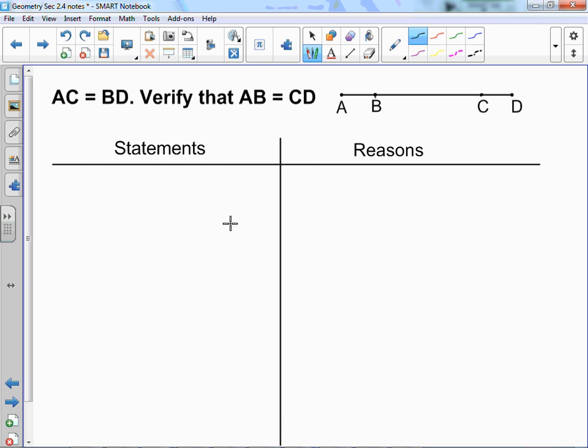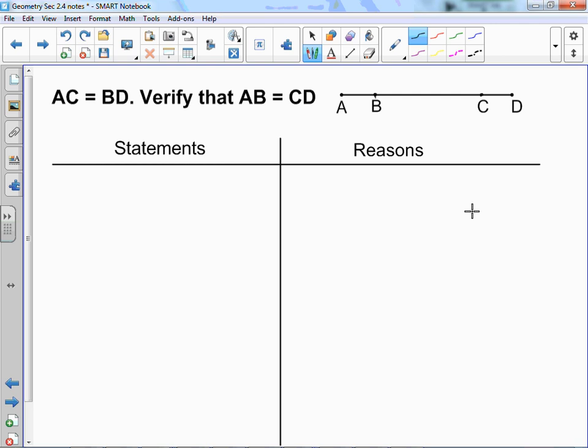So we want to prove that this little part right here is the same length as this little part right here. AB and CD are the same, based on the fact that AC and BD are equal to each other in length.